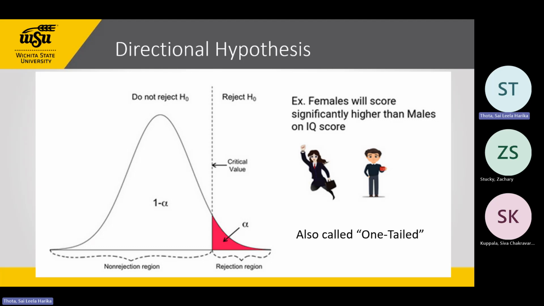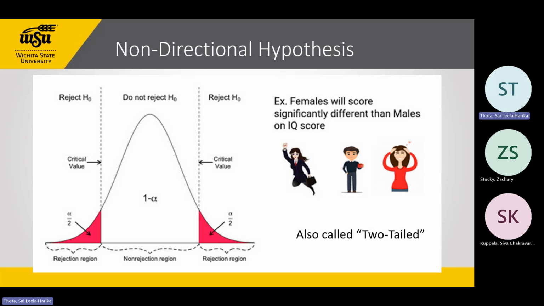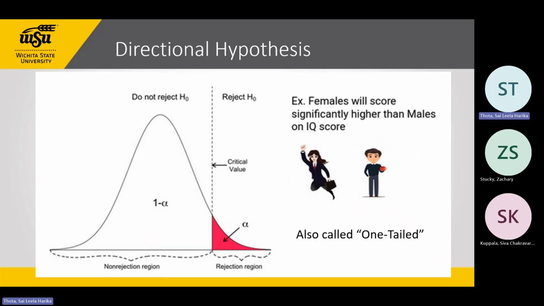So there are different types of hypotheses we consider. For example, this is directional. An example is that females will score significantly higher than males. This is called one-tailed, because we are considering only one part of the rejection region. But if you see the second one, there are two on both sides, so it is non-directional. For example, females will score significantly different than males on IQ score. So in a two-tailed test, we will consider both rejection regions, but in a one-tailed test, we will consider only one.